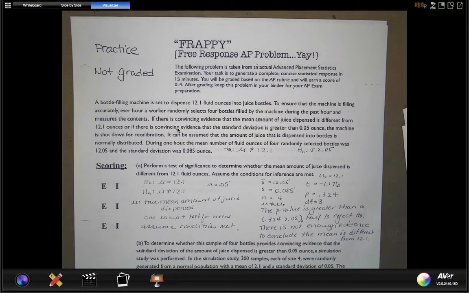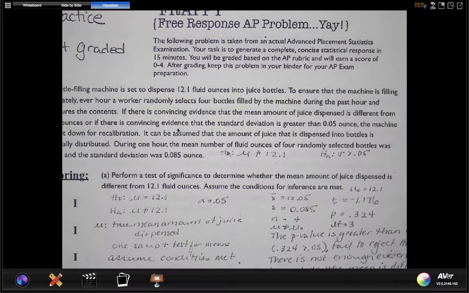Okay, so I wanted to go over this FRAPPY since there's some key things that we want to make sure we understand here.